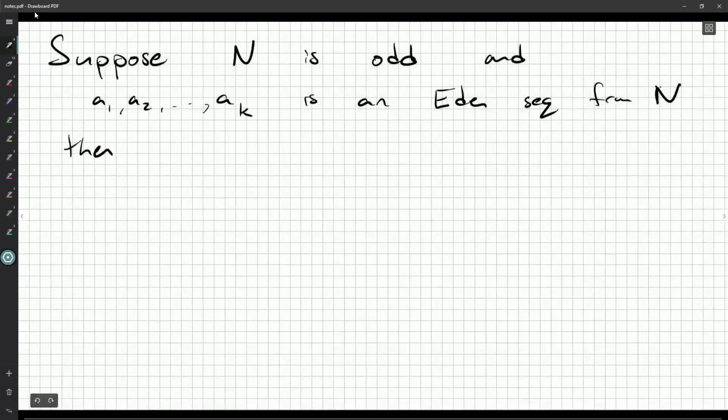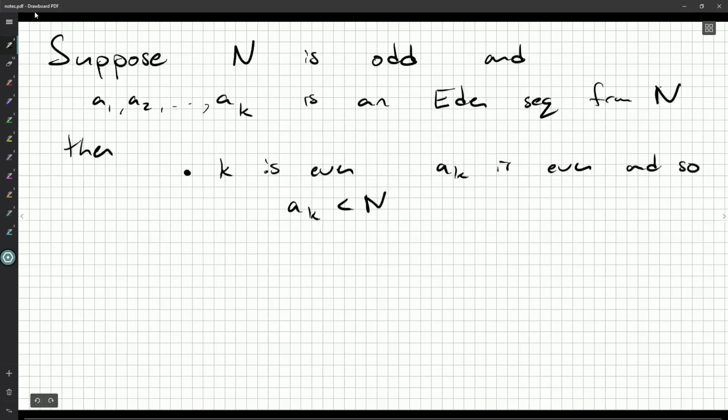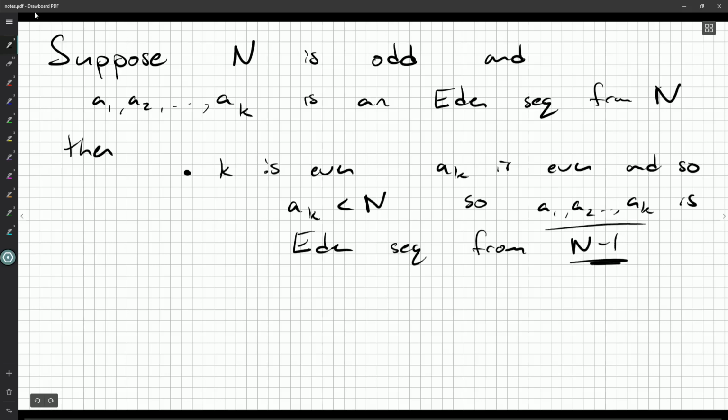So if n is odd, then if k is even, AK is even, and so AK is less than n because n is odd. So A1, A2, up to AK is an even sequence from n minus 1. So I can count it as a sequence coming from the previous even number.